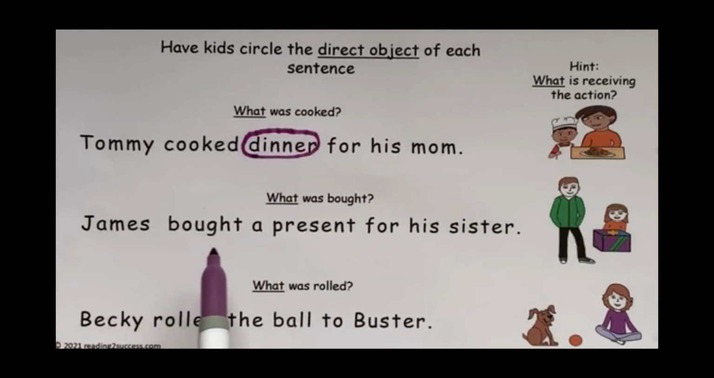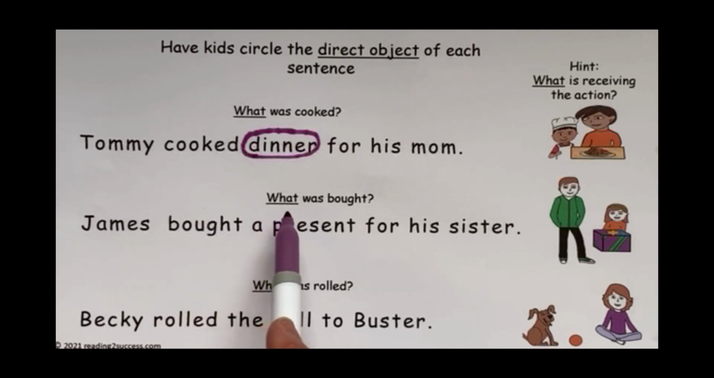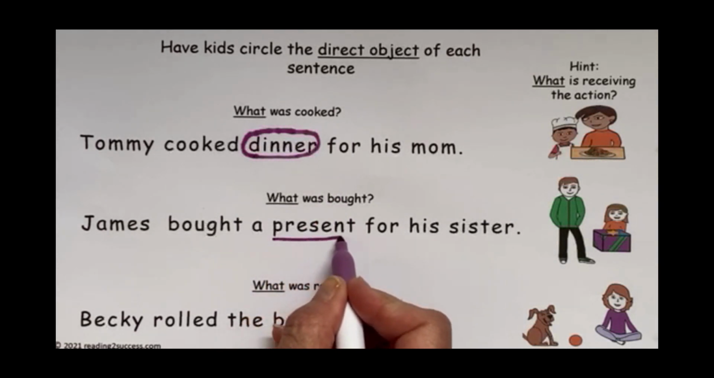James bought a present for his sister. The action, the verb, is bought. Our question is, what was bought? Present.